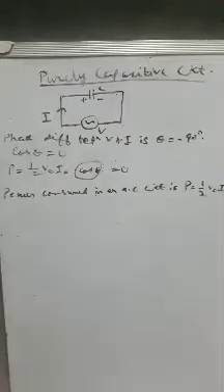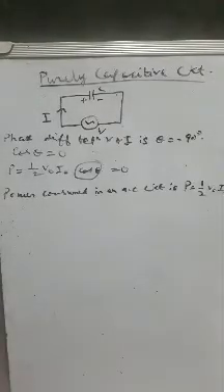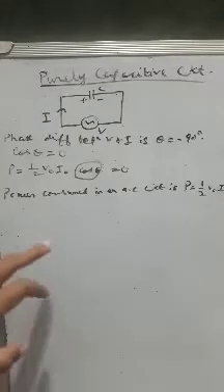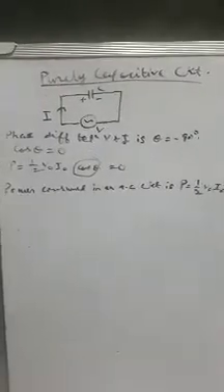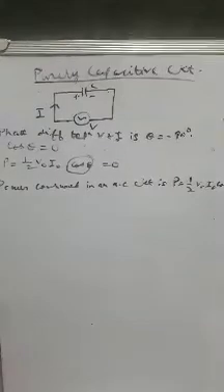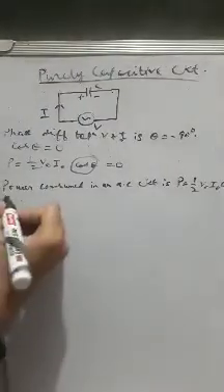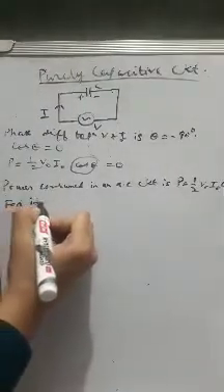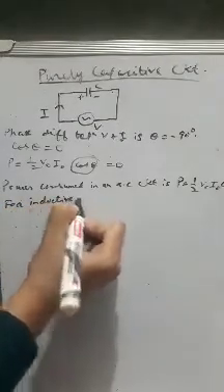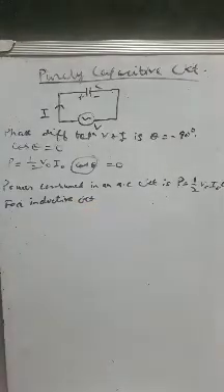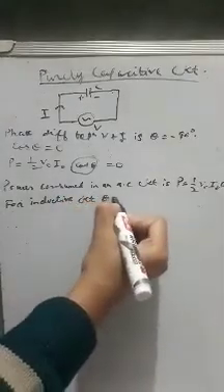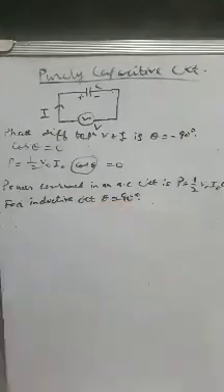This is the general equation. Now students, you have to recall the phase difference between the voltage and the current in the case of the purely inductive circuit. What is the value of that phase difference? The value of phase difference is 90 degree. I'm writing it here. For inductive circuit, phase difference, I'm writing that as theta equals 90 degree. Understand?